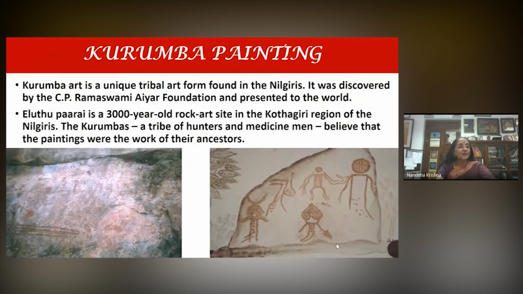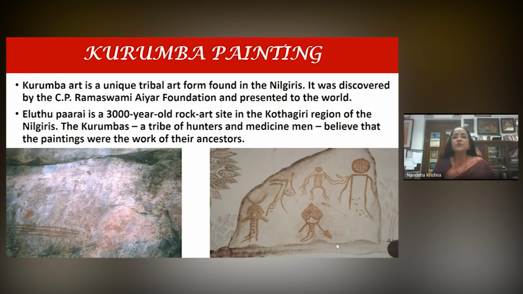Now, this is something I had to share with you. It's a unique tribal art form found in the Nilgiris, which was discovered by our foundation and presented to the world. It's a place called Eruthupare, which is a 3,000-year-old rock site. I mention this because it's all over India. Please go and search, but don't leave it there.